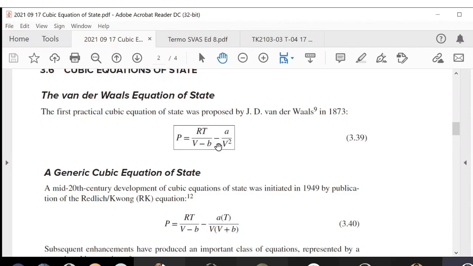If the volume is cubic centimeter per mole, and there is a square over here, then we will know the dimension, the unit of A. Okay, the same thing for B. What is the unit of B? Since we have volume, the unit of B is the same as the volume, cubic centimeter per mole. Okay, this is the van der Waals equation of state.